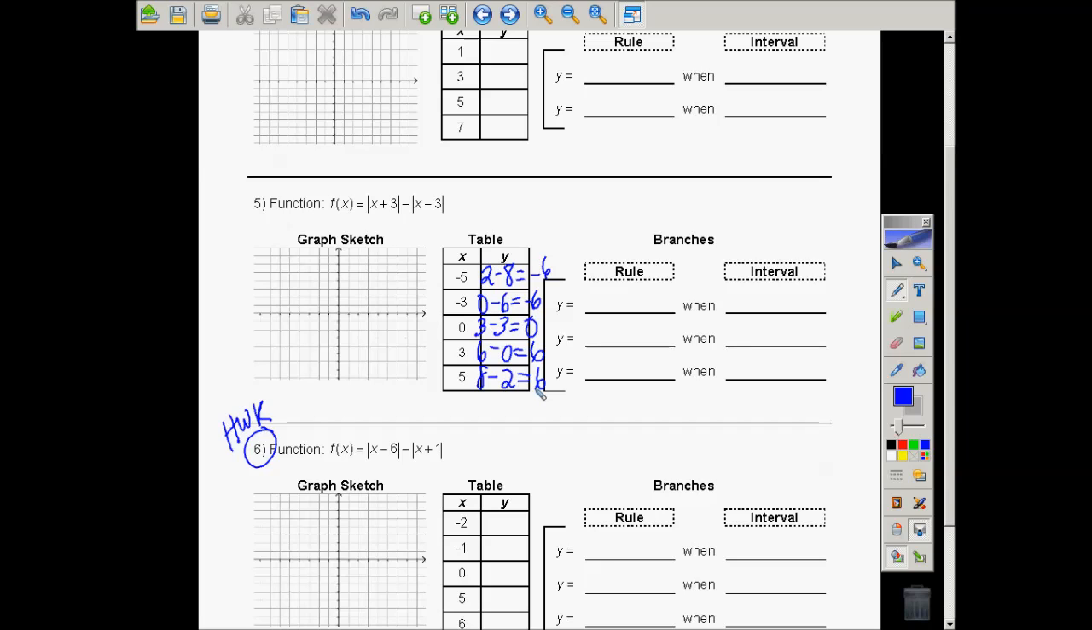I was writing the wrong thing. So when I do this, I'm going to plot my points. 1, 2, 3, 4, 5. So negative 5, negative 6. I was wondering what you were doing. You're adding on the wrong one? Yeah. I did that for the first one.